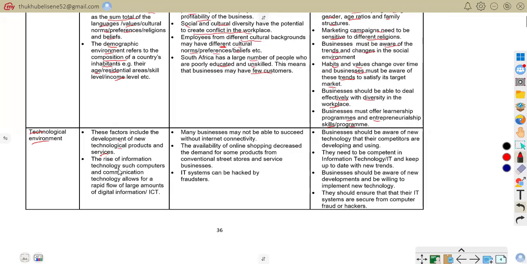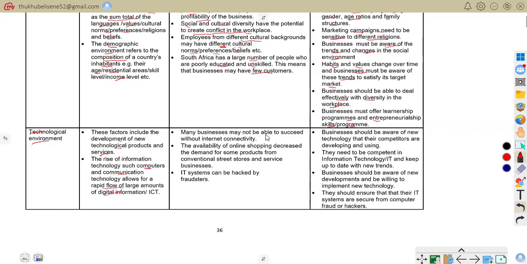The rise of information technology such as computers and communication technology allows for rapid flow of large amounts of digital information. So you're talking about ICT improving communication. You can talk of emails that allow instant messaging. So now we come to the challenges that are imposed by this technological environment.